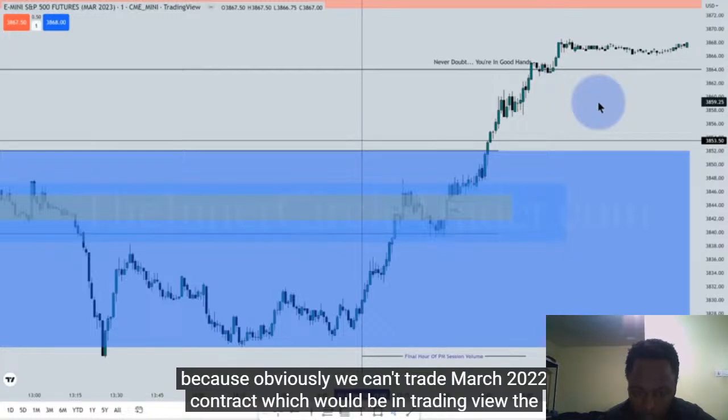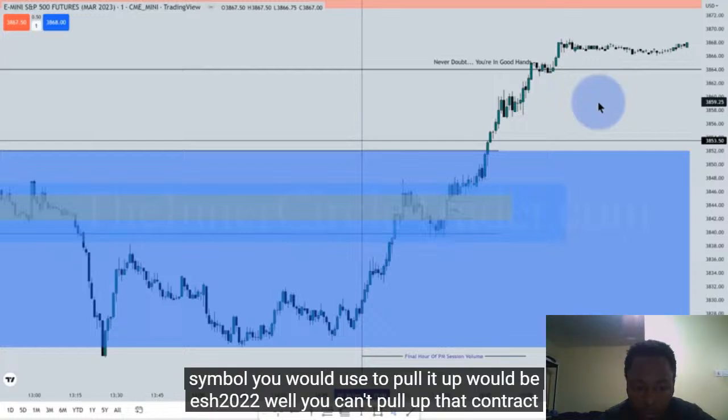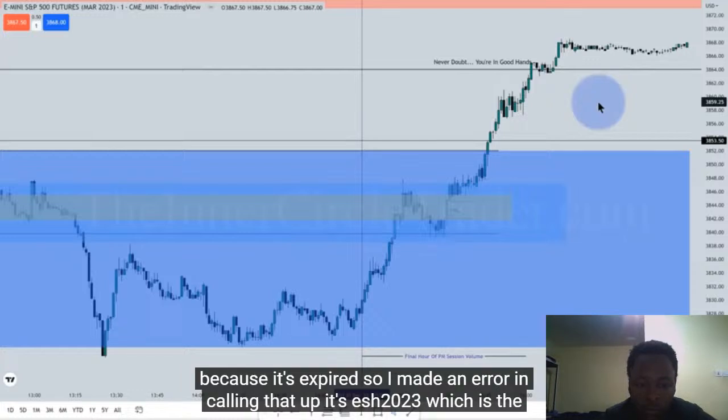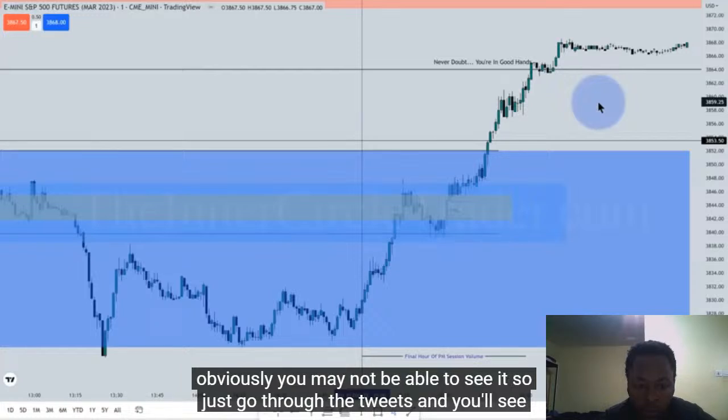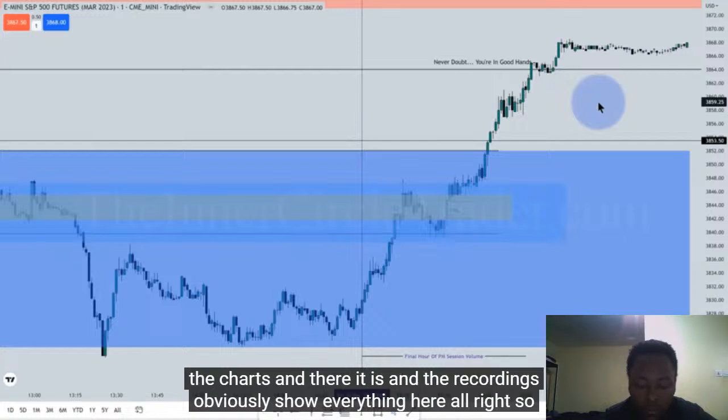because obviously we can't trade the March 2022 contract. In TradingView, the symbol you would use to pull it up would be ESH2022. Well, you can't pull up that contract because it's expired. So I made an error in calling that up. It's ESH2023, which is the front month right now for index futures, ES. Now, if you're watching the video later on, obviously, you may not be able to see it. So just go through the tweets and you'll see the charts, and there it is. And the recordings obviously show everything here.